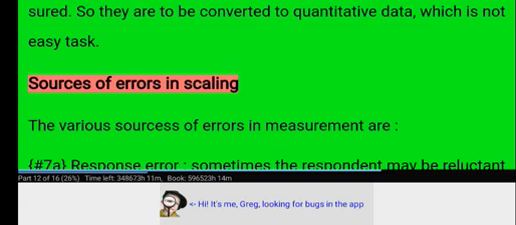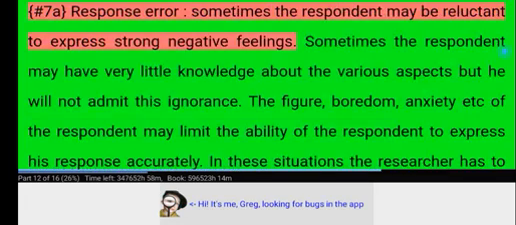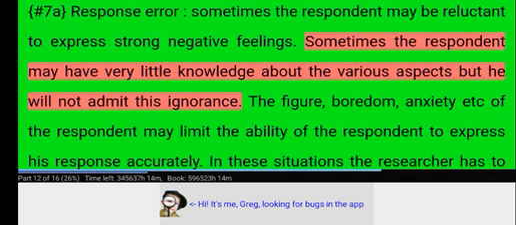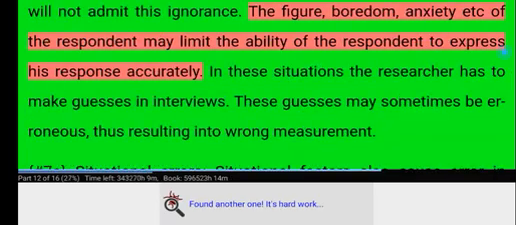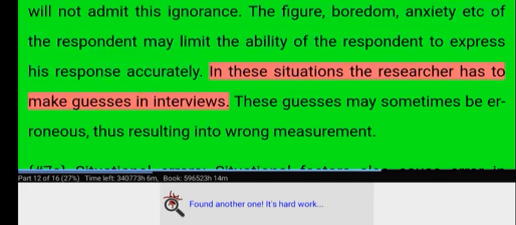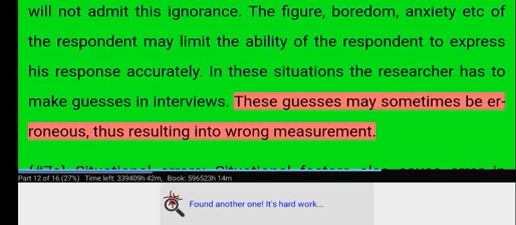Sources of errors in scaling. The various sources of errors in measurement are: Number 7a, response error. Sometimes the respondent may be reluctant to express strong negative feelings. Sometimes the respondent may have very little knowledge about the various aspects but will not admit this ignorance. Fatigue, boredom, anxiety, etc. of the respondent may limit the ability of the respondent to express his response accurately. In these situations the researcher has to make guesses in interviews. These guesses may sometimes be erroneous, thus resulting in wrong measurement.